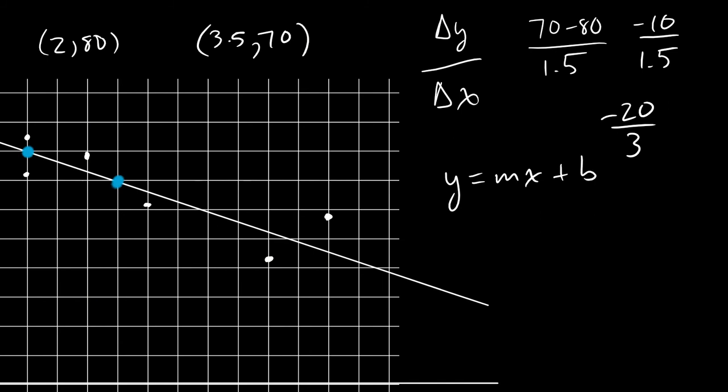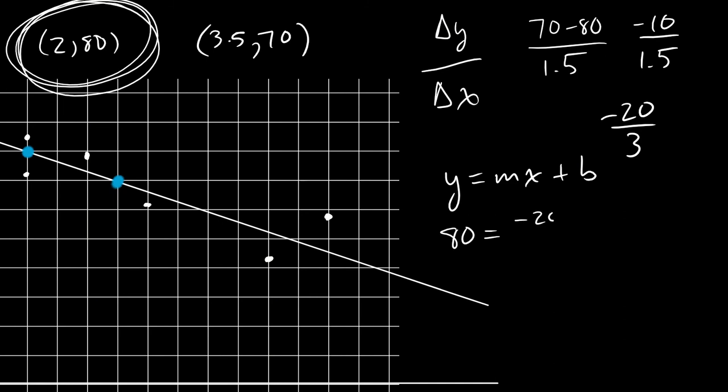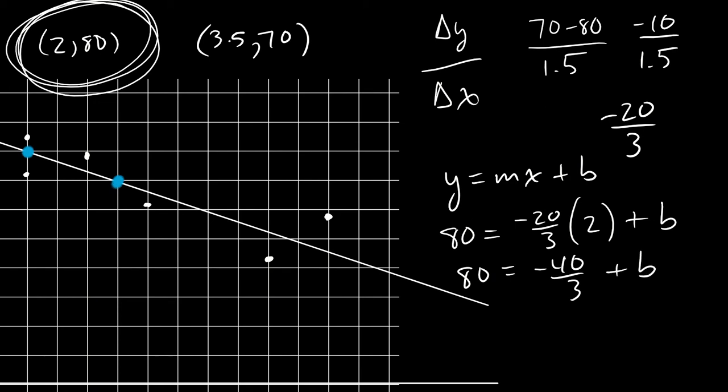We'll talk about other options later, but I'm writing down y equals mx plus b, and I'm going to choose to use the first point here. X is 2, y is 80. It has a y value of 80, so I put 80 in for y. My slope is negative 20 over 3, and my x value is 2, and then I've got the plus b. So 80 is negative 40 over 3 plus b. So then I'm going to write 80 plus 40 over 3 is b.